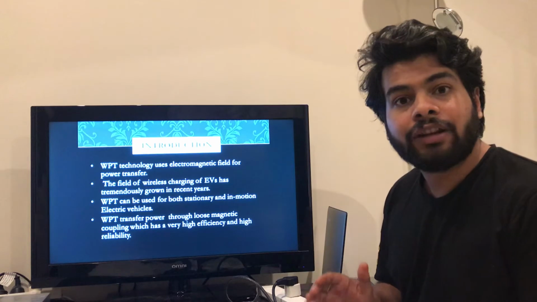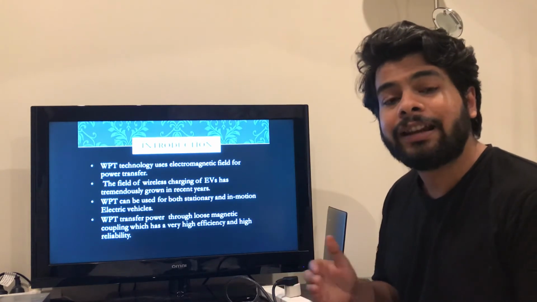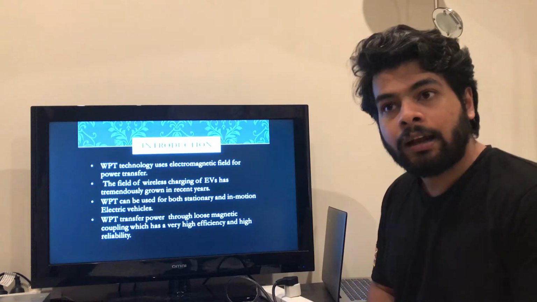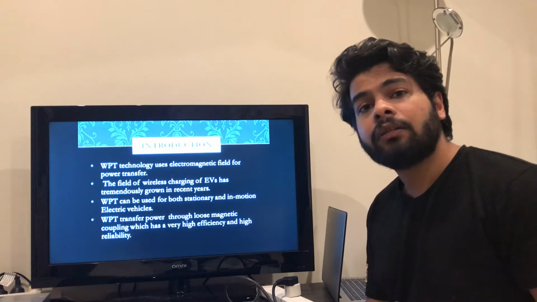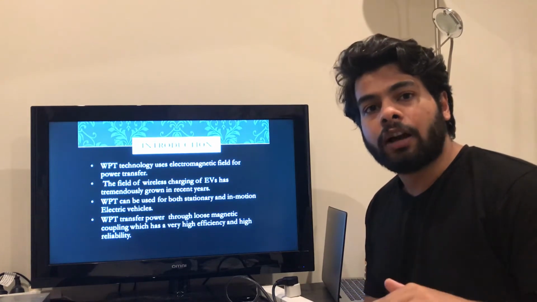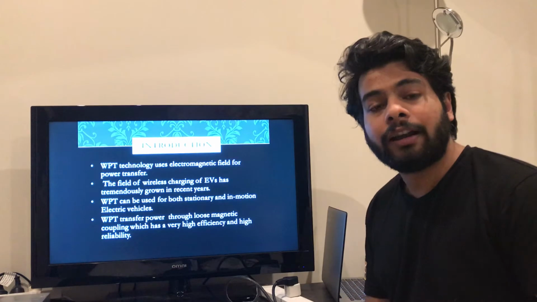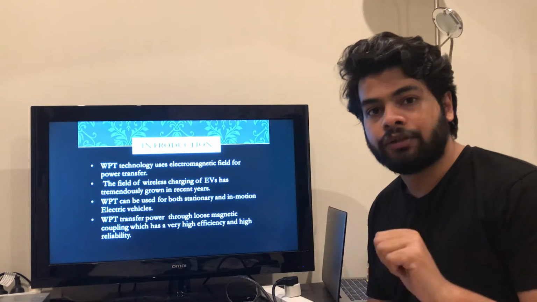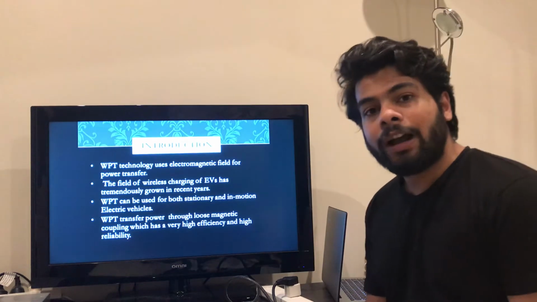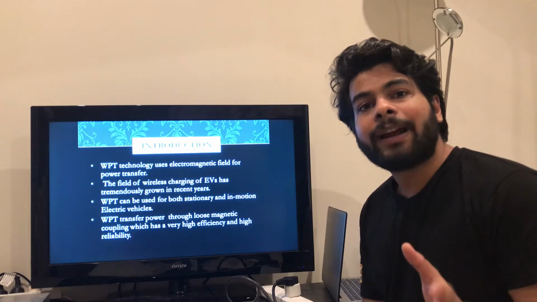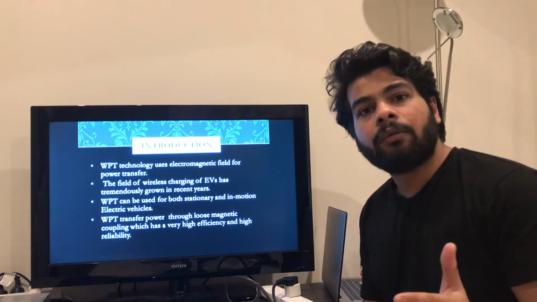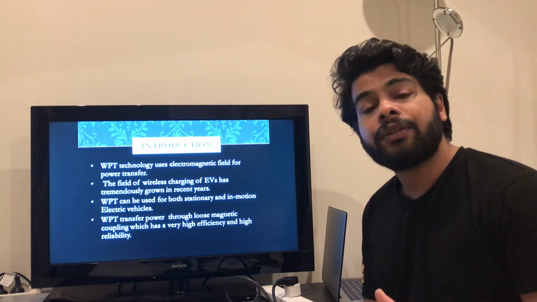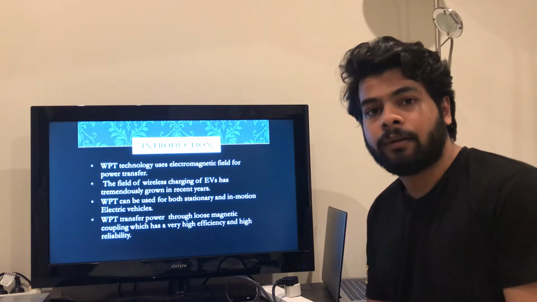Wireless power transfer technology can be used for stationary as well as in motion charging of electrical vehicles. Now, what do you mean by this? For stationary charging, it means that the vehicle is parked on the charger. It doesn't have to move anywhere. And in motion charging means that the vehicle is moving on the charger. Now, wireless power transfer technology uses loose magnetic couplers to transfer power from one body to another. And it has a very high efficiency, and they are very reliable.